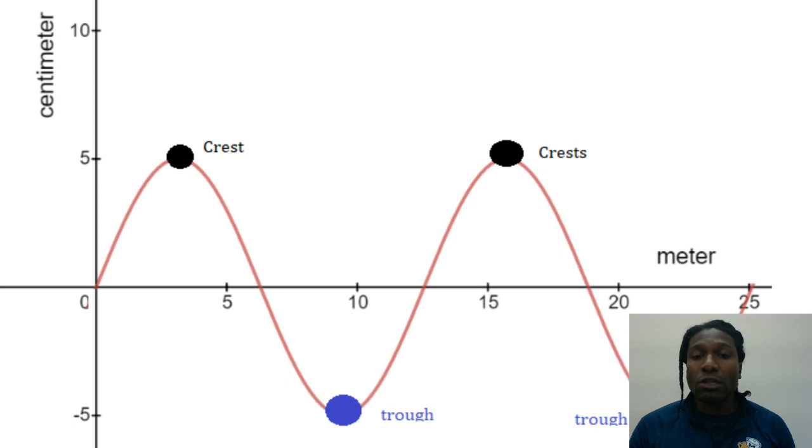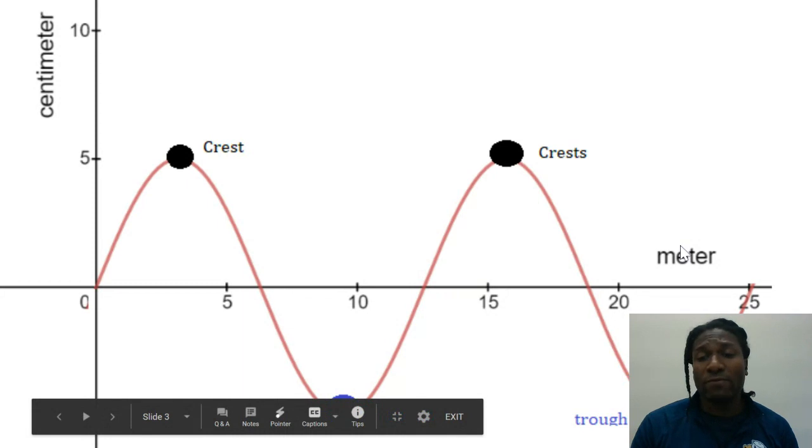Now we can talk about the lowest point on a wave. That's the minimum if we were talking math terms, and that's called the trough.